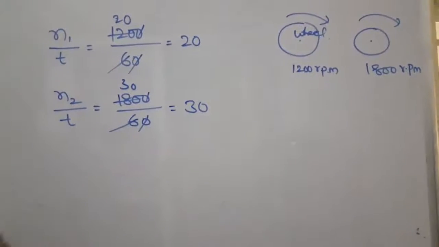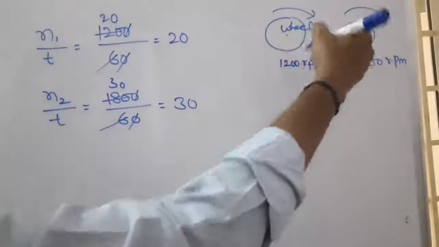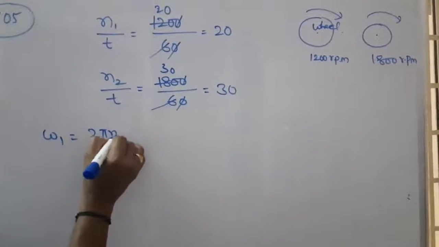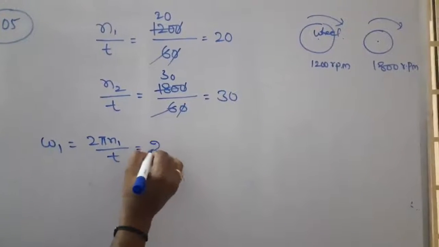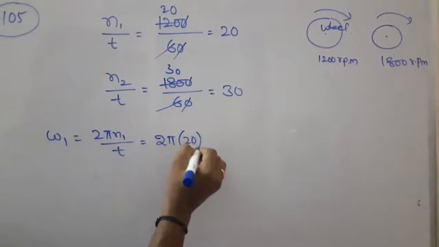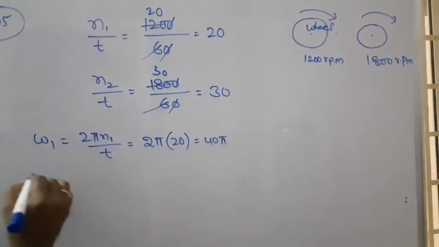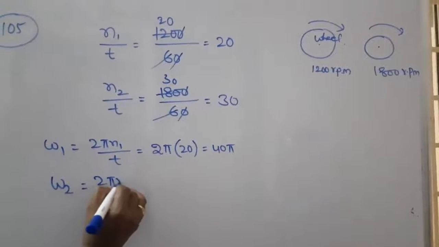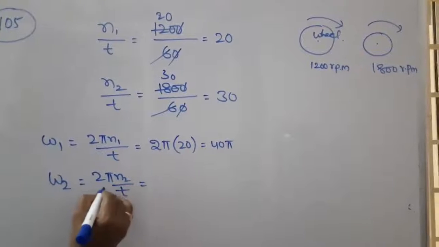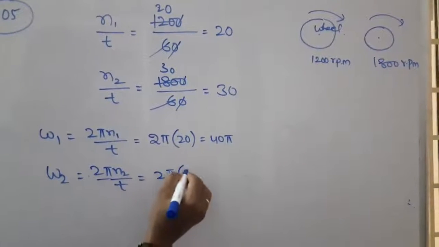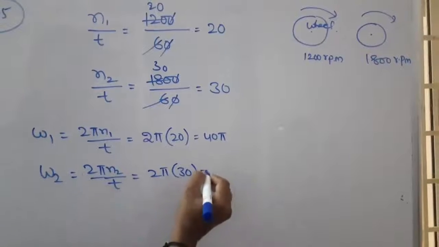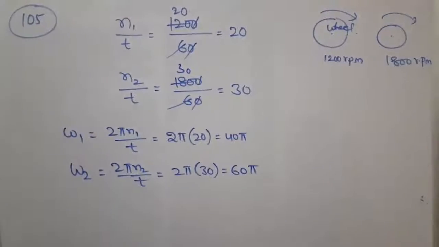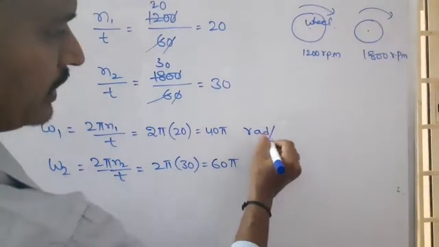Okay, next, the angular speed of this wheel: omega 1 is equal to 2 pi into n1 divided by t. Therefore 2 pi into 20, that is equal to 40 pi. And the angular speed of the next wheel is 2 pi into n2 divided by t. Therefore 2 pi into 30, that is 60 pi. This is in radians per second.